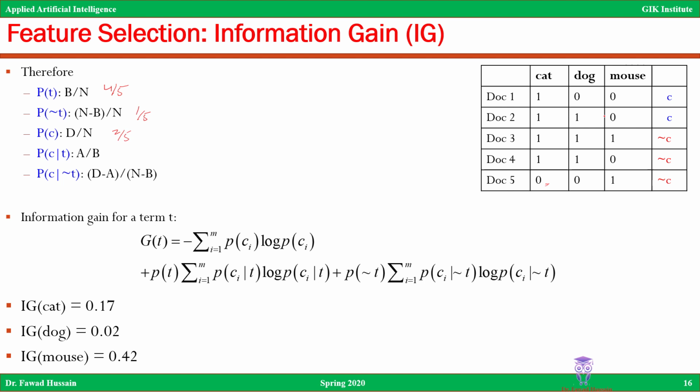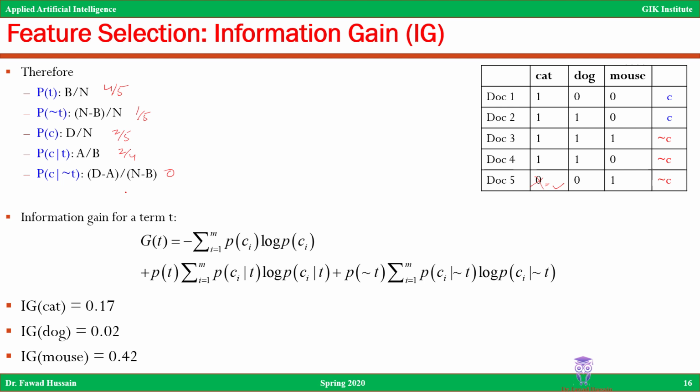So 2/5. What's the probability of C given T? So given T means I'm eliminating this one. I have 4, 2 of them belong to C. So this is 2/4. And probability of C given not T. So this is the not T. And what's the probability of C? There is no C in this NOT, it's only NOT C. So this is going to be 0.